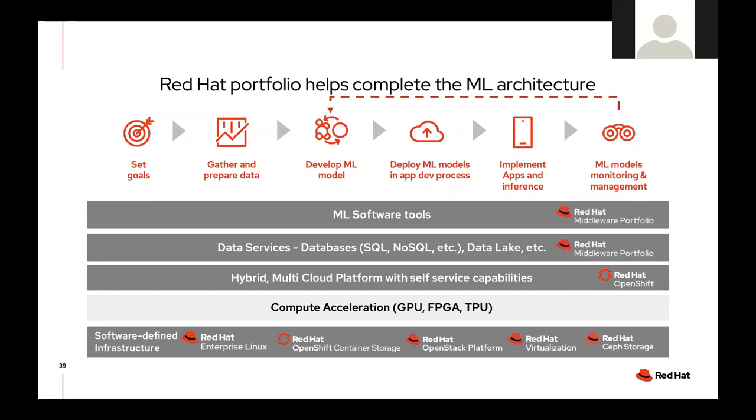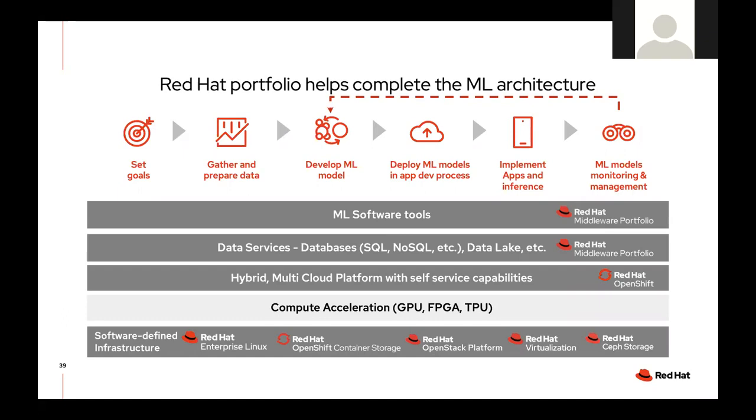So within the Red Hat portfolio, as you can see here, we have the full capabilities to give you the machine learning software tools, and to support them with the middleware portfolio. We provide you with data services, data stores, SQL, NoSQL, others as well that can be accessed and managed with the Red Hat middleware portfolio. We also have Red Hat OpenShift as the hybrid multi-cloud platform, supporting physical servers with GPU, compute accelerators, and others. And it's complemented with the bigger portfolio of Red Hat, including cloud-native storage, Red Hat Linux, and Ceph storage as well, depending on your requirements.